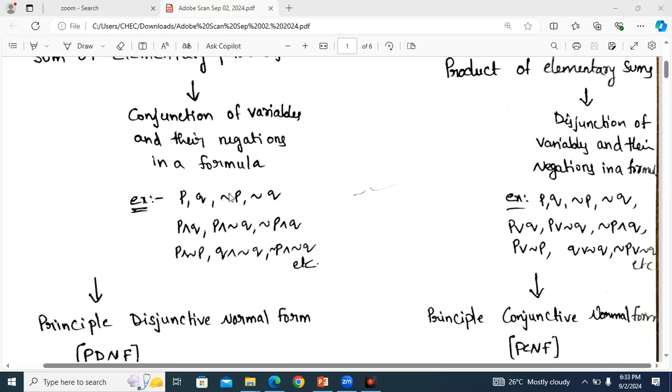If P, Q are two propositions, the possible elementary products are P, Q, negation Q standing alone, and the conjunction of P and Q, the conjunction of P and negation Q, negation P and Q, P and negation P, Q and negation Q. These are all the possible elementary products for two given variables.